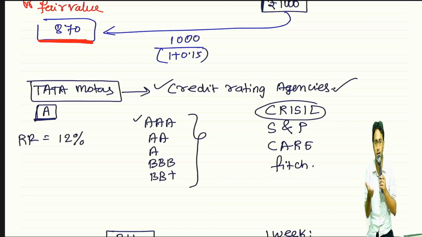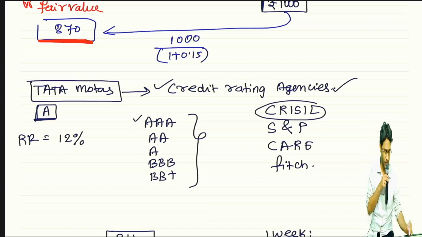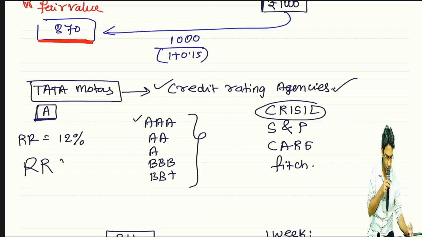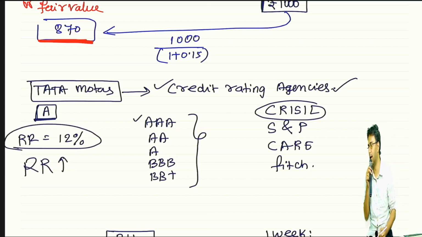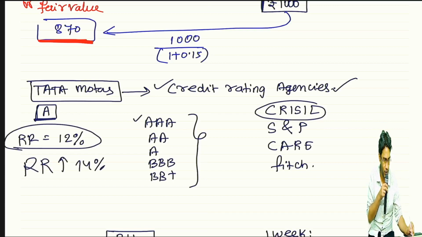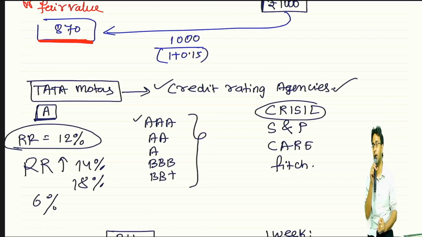Slowly its risk increases, and your required return also. Once upon a time it was 12. After 2 years it may not be 12. It can be 14 also. It can be 18 also. It can be 6 also. I don't know. So why does required return change? Required return changes because of risk factors of the company or because of the market interest rates.